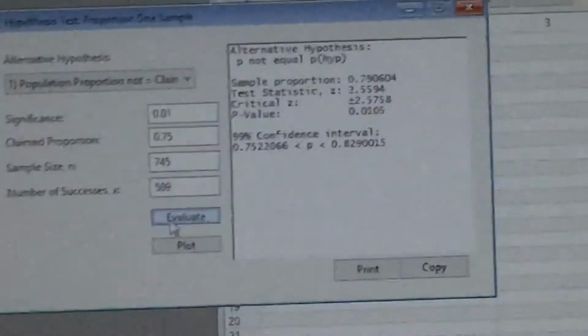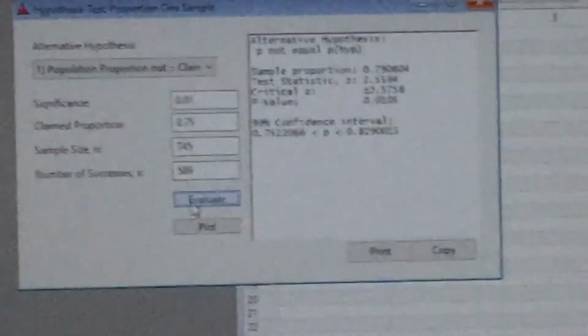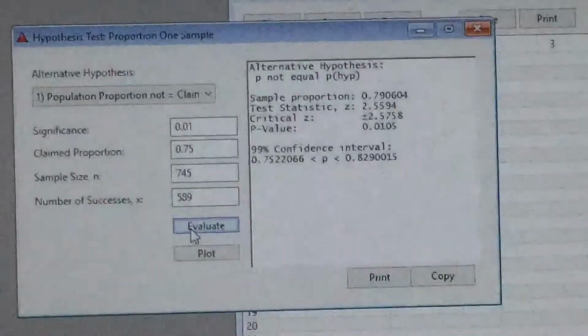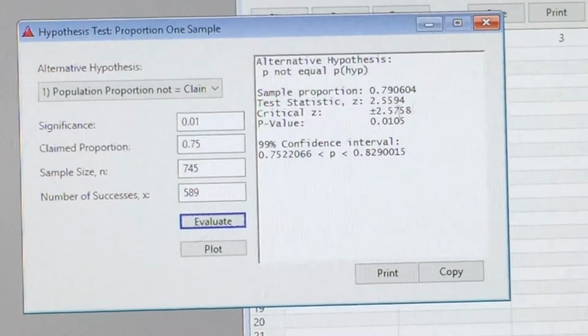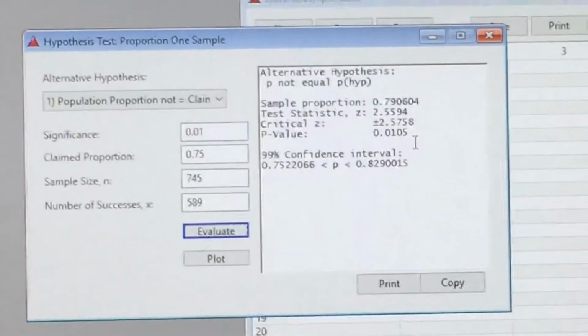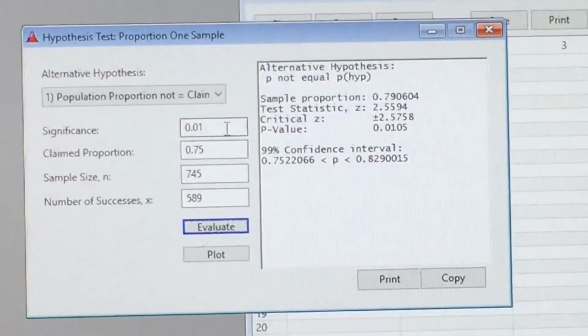And also they give you the p-value of 0.0105. And of course, now in the homework, in that activity, they're going to ask you to determine whether you need to reject or fail to reject the null hypothesis. The easy way to do that would be to compare your p-value of 0.0105 with your level of significance of 0.01.